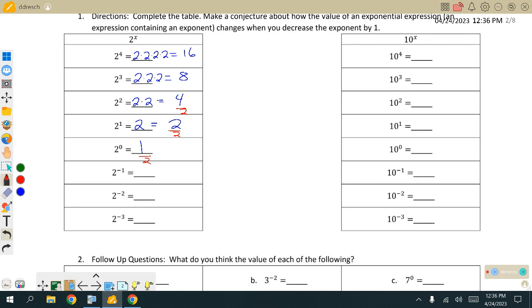0.5, right? Or 1 over 2. Or 1 over 2. So on 2 to the negative 1 now, that's what we're going to get. We're not going to get a negative.